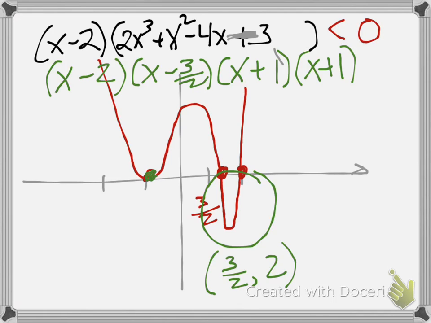This is going to touch there, right? So your zeros are -1, -1, 3/2, and 2. Because the multiplicity of the zero at negative 1 is 2, it just touches the axis there, so it doesn't cross. Does that make sense?